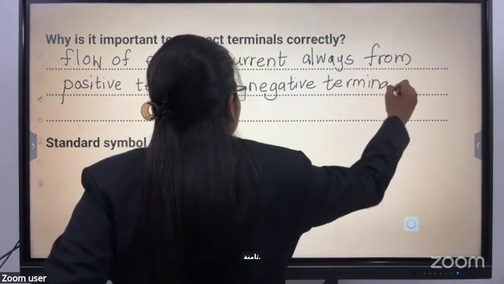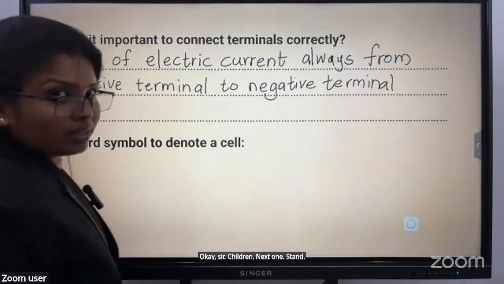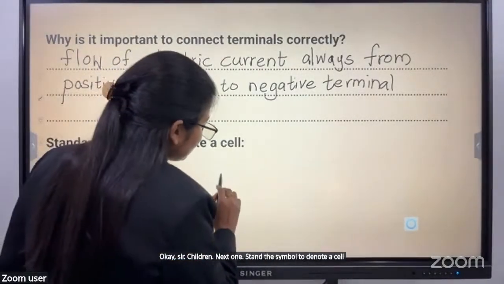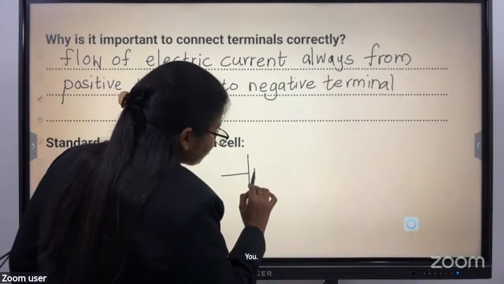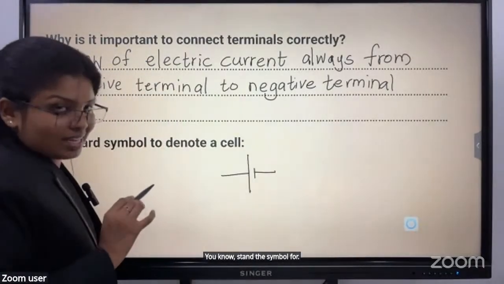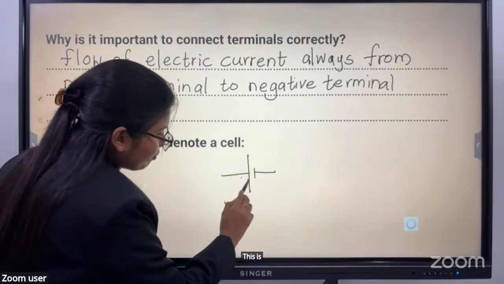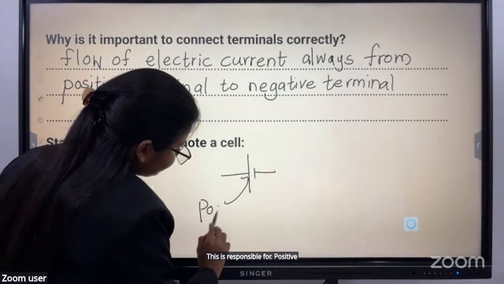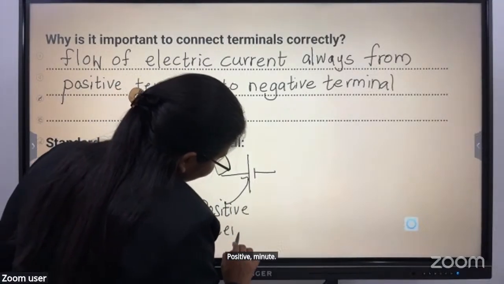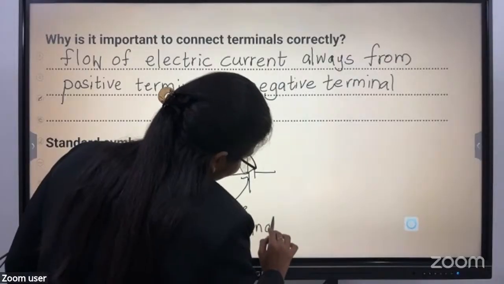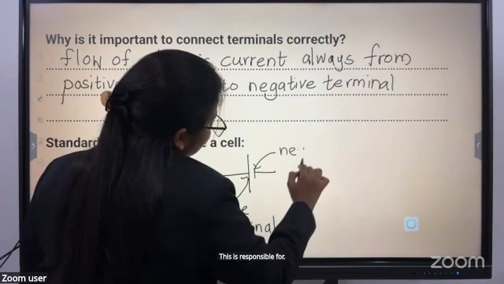Okay, children. Next one, the standard symbol to denote a cell, right? So here, children, you know, the standard symbol for a dry cell or a cell is like this. This is responsible for the positive terminal. Positive terminal. This is responsible for the negative terminal.